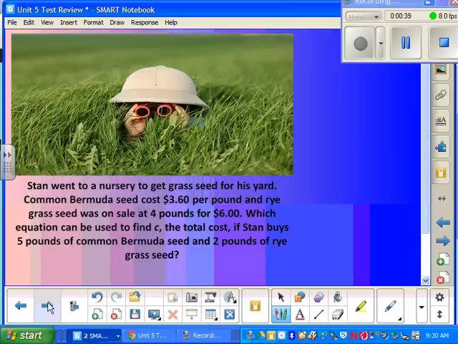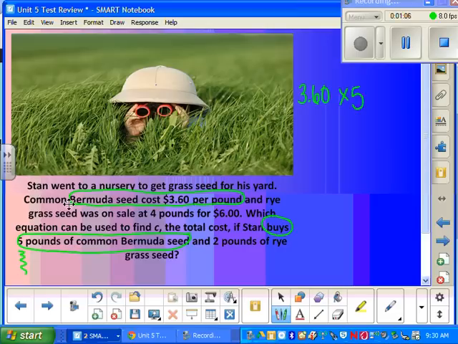Okay, so let's look at what we have. The first thing that jumps out at me is that common Bermuda seed, which is $3.60 per pound. So that makes it pretty easy because we're going per pound, but they want to know if he's buying 5 pounds. So from 1 pound to 5 pounds, we're simply multiplying by 5. So the first part of your equation is going to be $3.60 times 5.